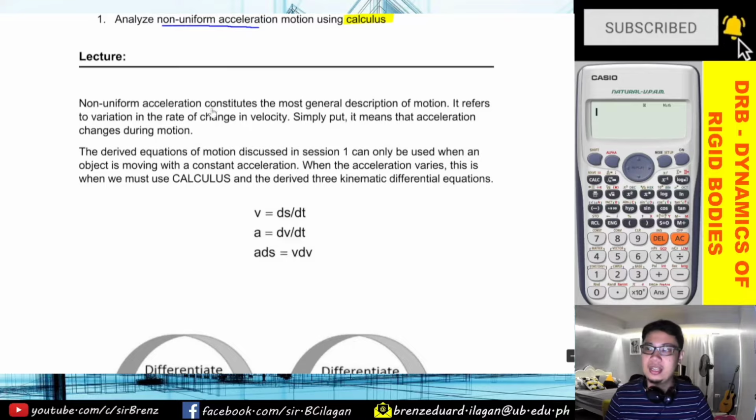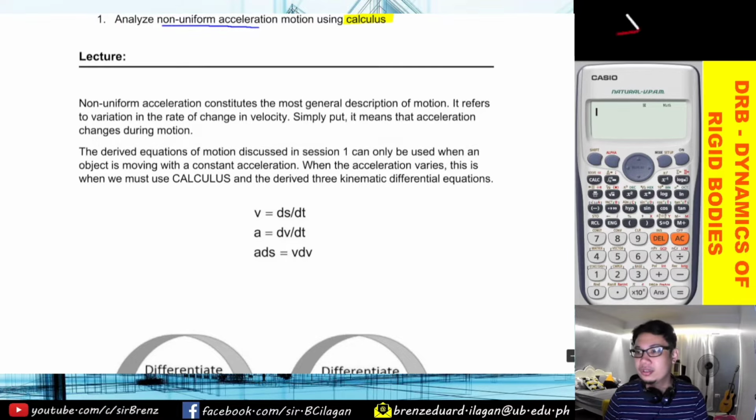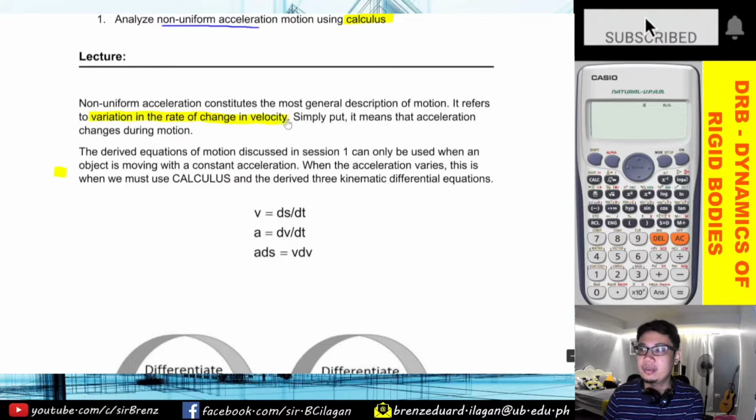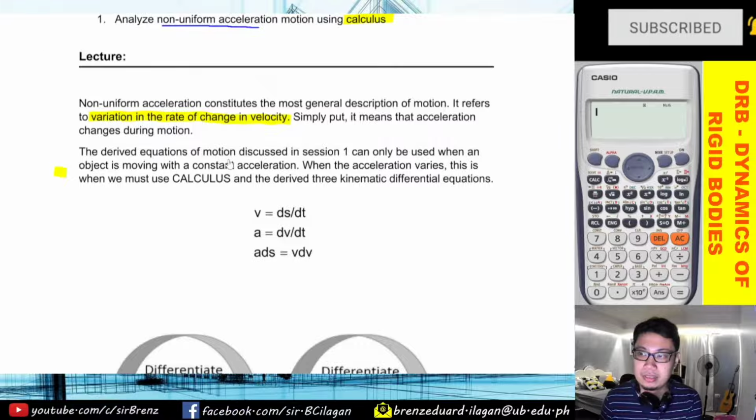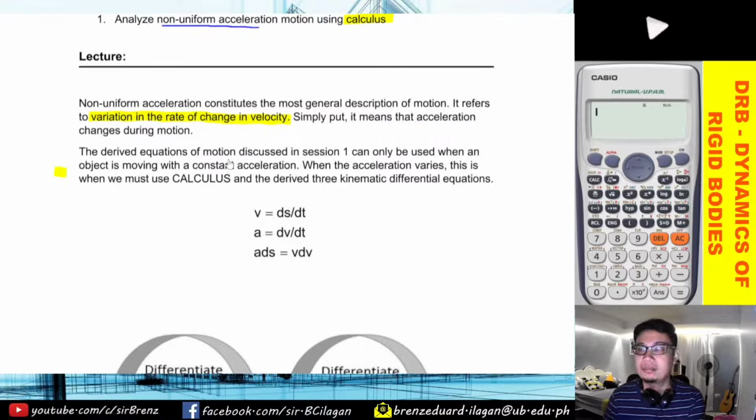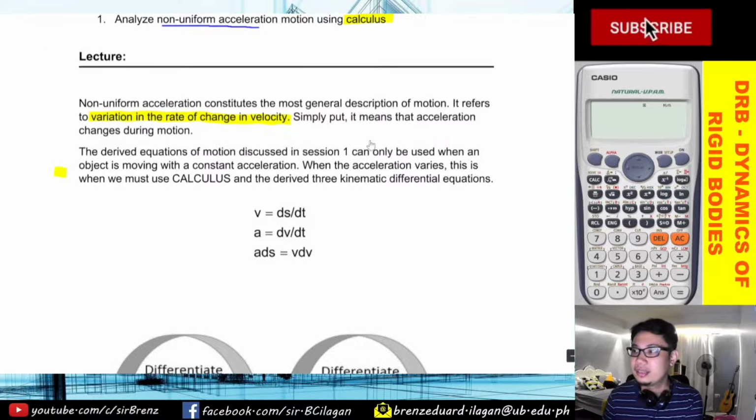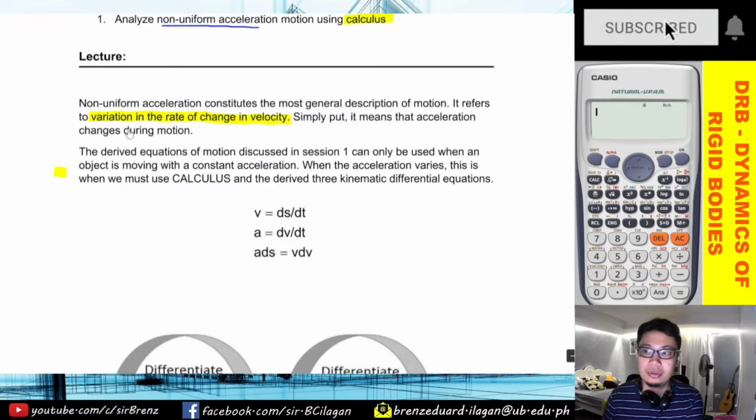So, non-uniform acceleration constitute the most general description of motion. It refers to variation in the rate of change in velocity. Simply put, it means that acceleration changes during motion. So not only during the change in time, but ito nga, sabi niya, nagbabago siya during motion. So habang gumagalaw, even the change in velocity.